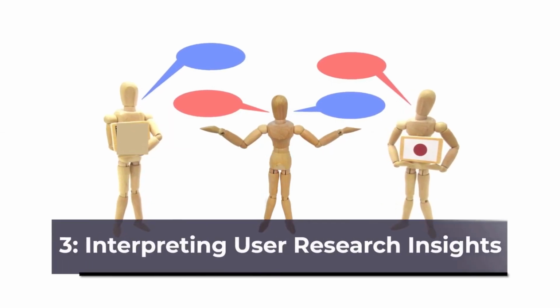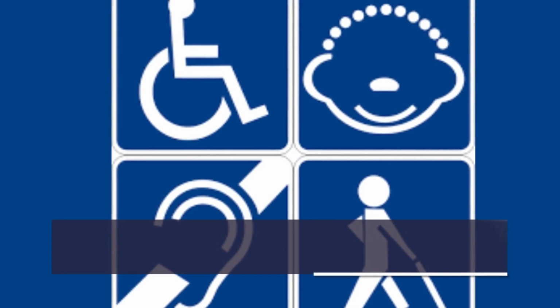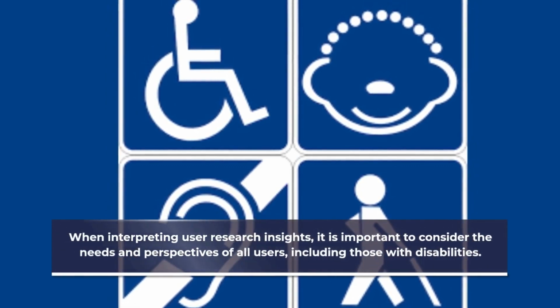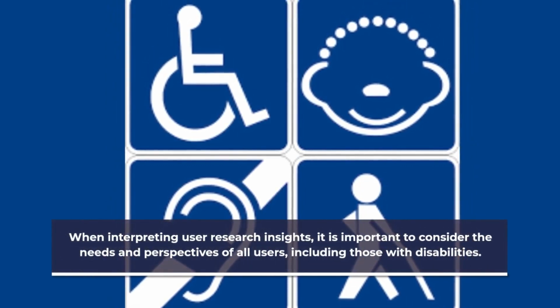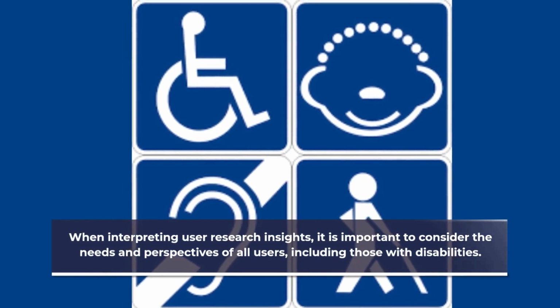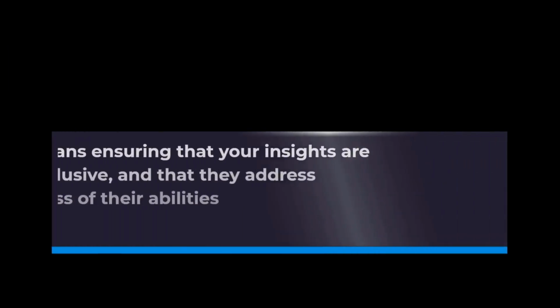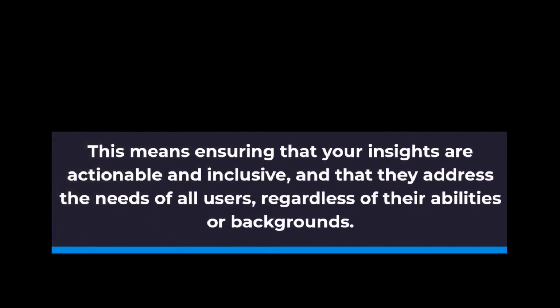3. Interpreting user research insights. When interpreting user research insights, it is important to consider the needs and perspectives of all users, including those with disabilities. This means ensuring that your insights are actionable and inclusive, and that they address the needs of all users, regardless of their abilities or backgrounds.